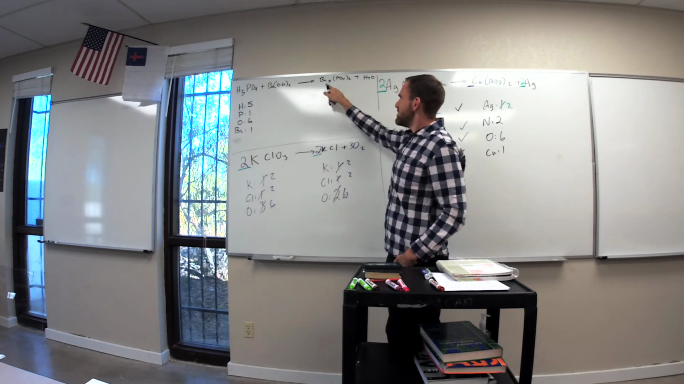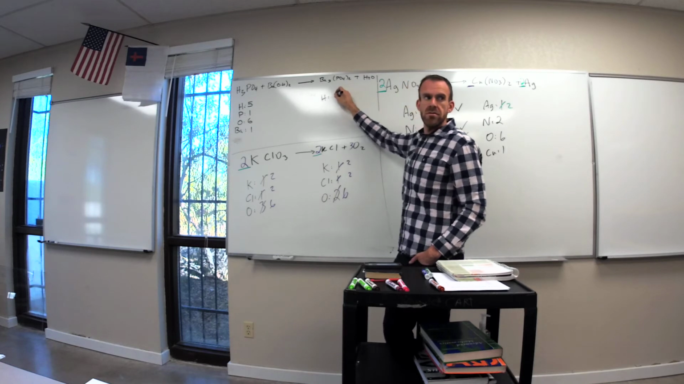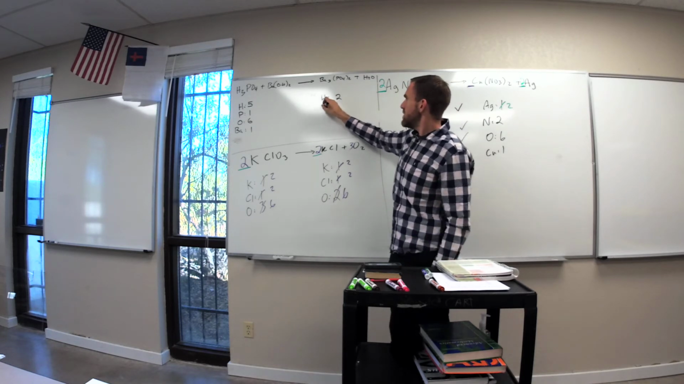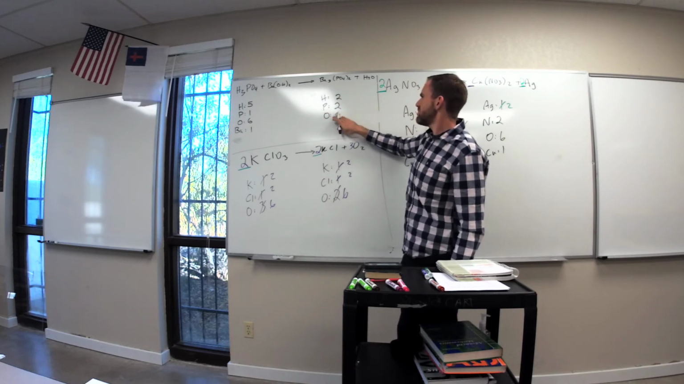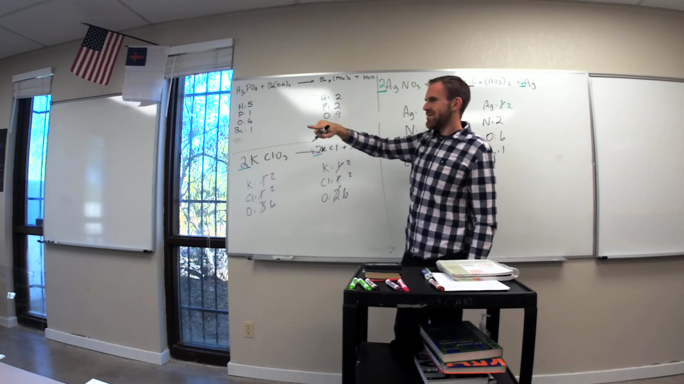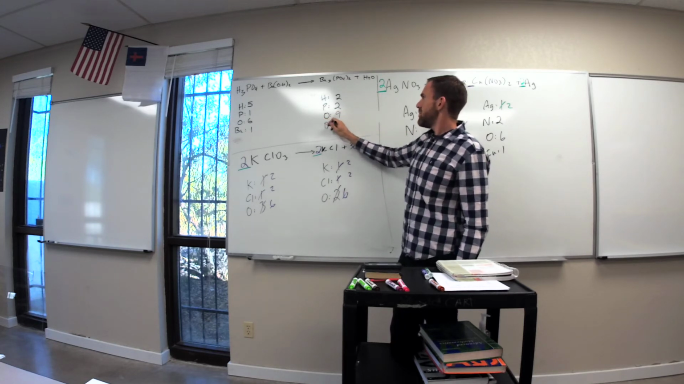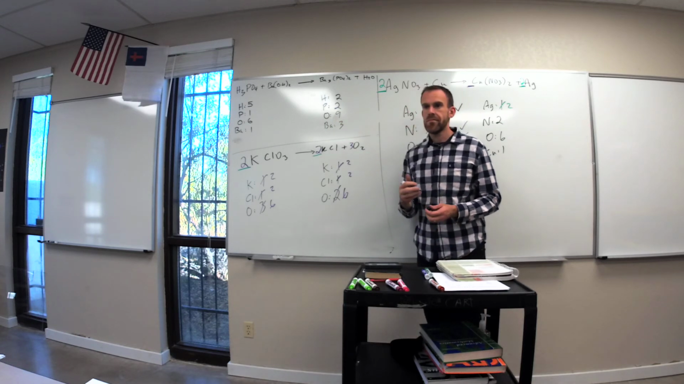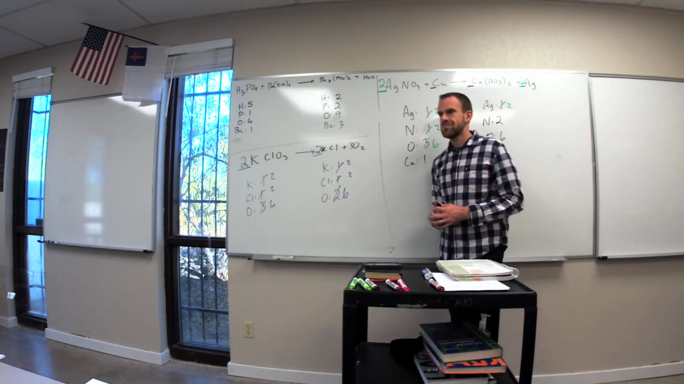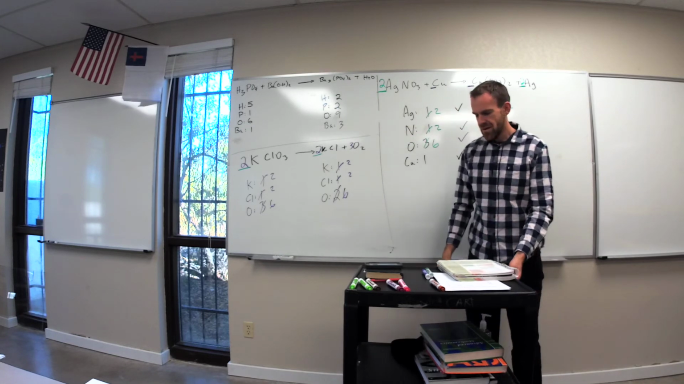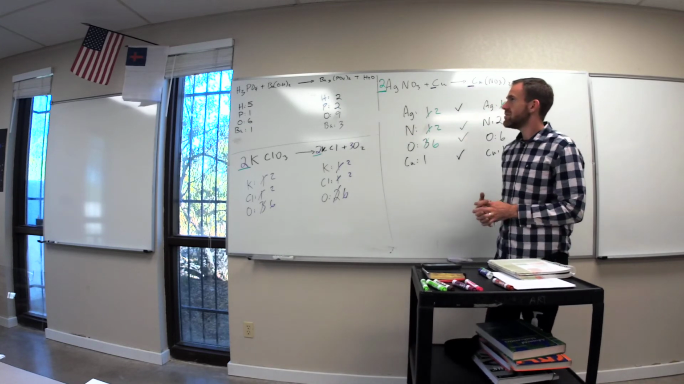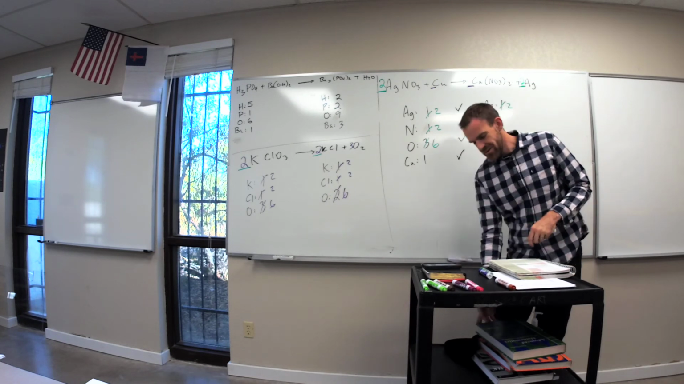Okay, hydrogen on this side, 2. Phosphorus, 1. Oxygen, 9. Barium... Why 9 oxygen? 8 plus 1 is 9. I didn't see the H2O. It's there.